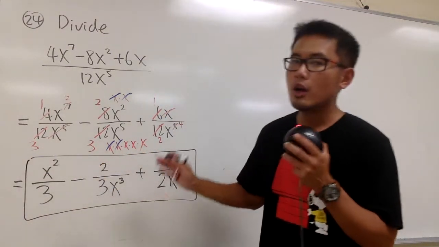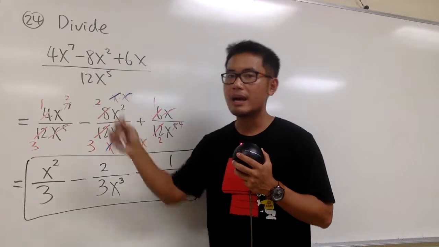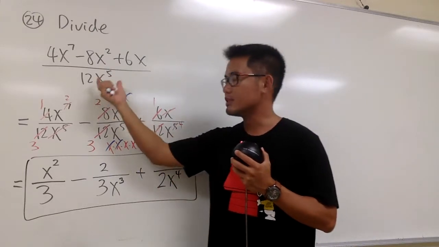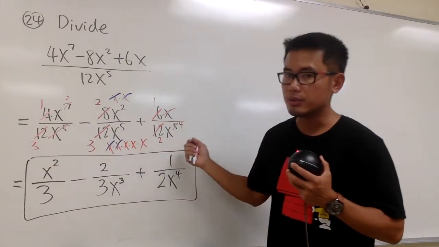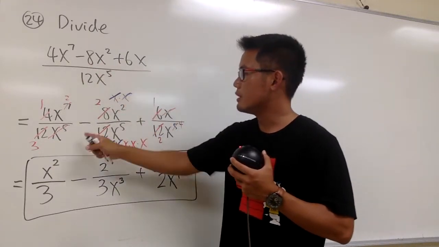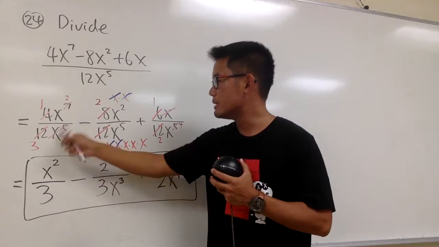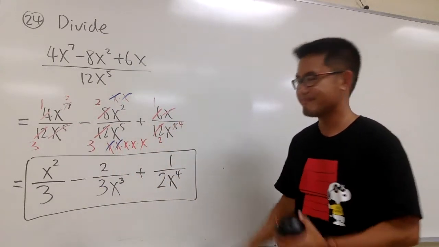So once again, whenever we are just trying to divide by a monomial, meaning it's just 1 term, split this into as many fractions as needed. In this case, we need 3, like this. And we'll just simplify each one individually. That's it.